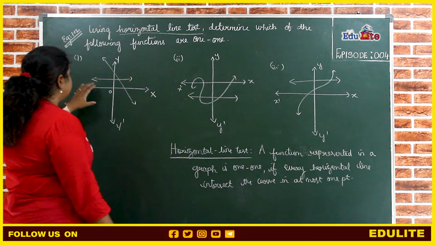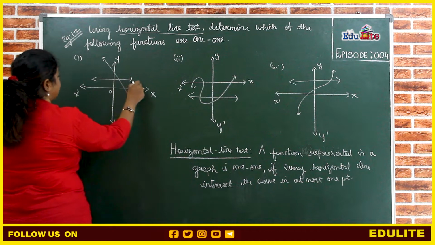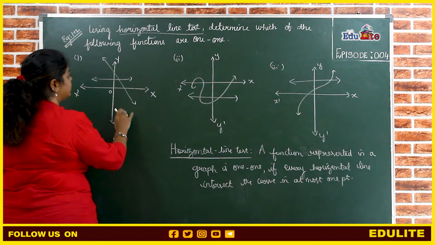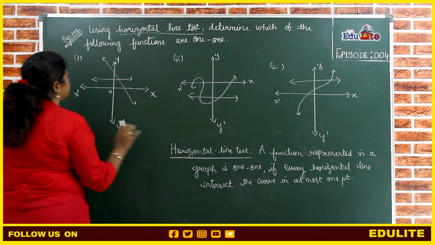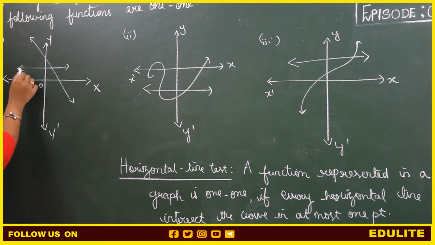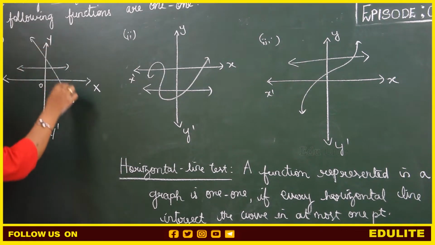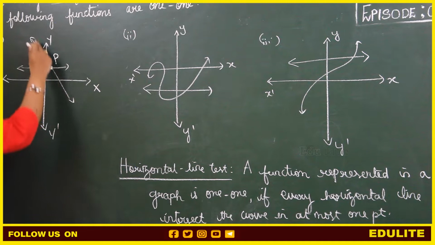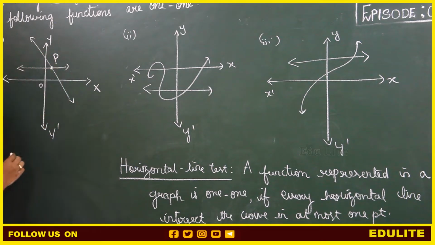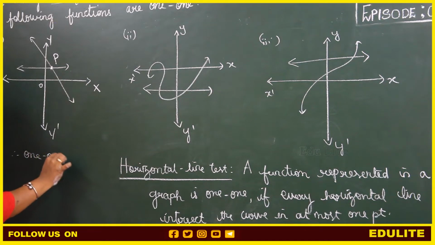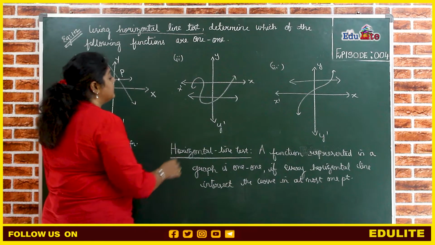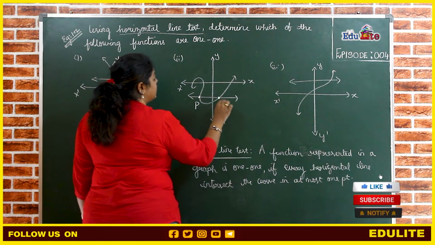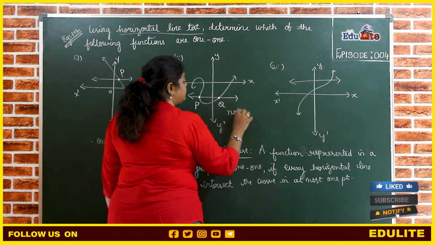Let us see now. In the first example, this is the horizontal line given and this is the curve given. The given curve is a function. We should use the horizontal line to check whether this given function is one-to-one or not. If the horizontal line touches the curve at most one point, then it is called a one-to-one function. The horizontal line touches the curve at only one point P. Therefore, this is a one-to-one function. In the second option, the horizontal line touches the curve at 2 points P and Q. Therefore, this is not a one-to-one function.